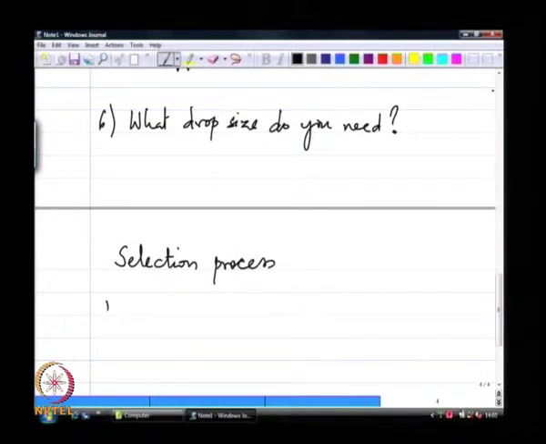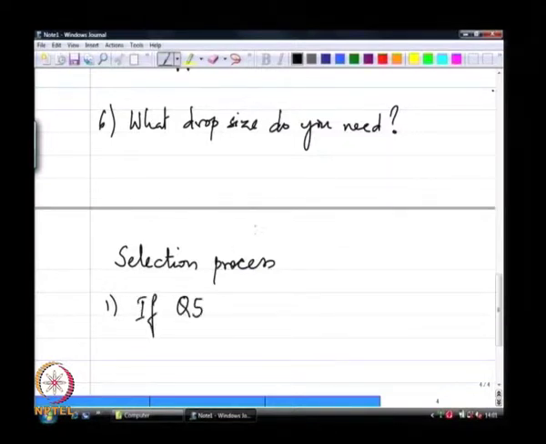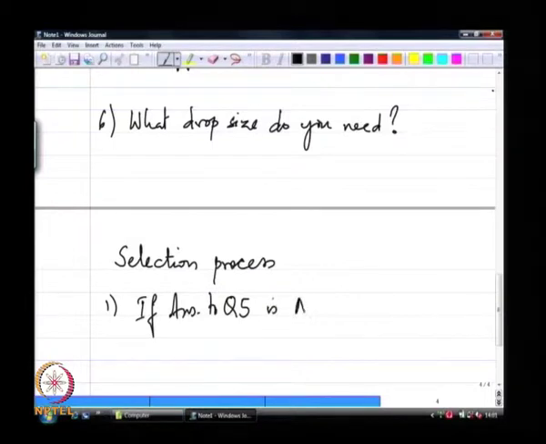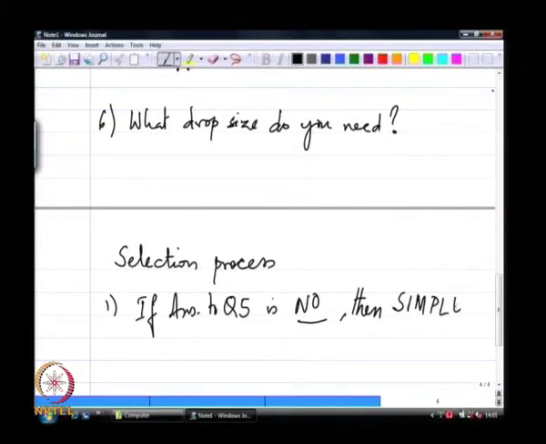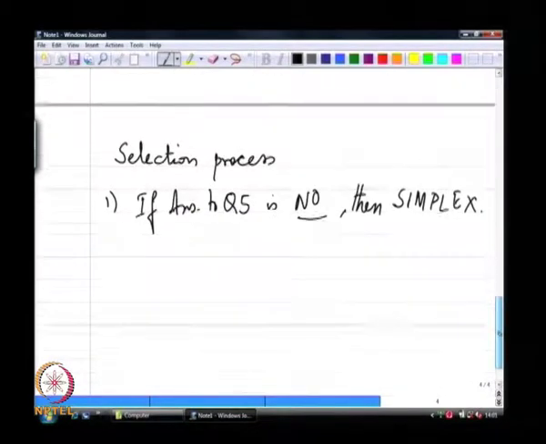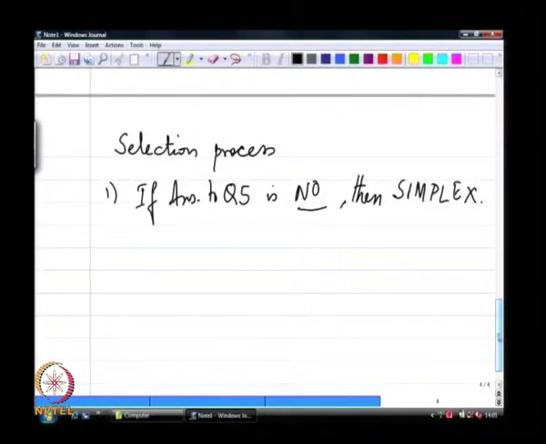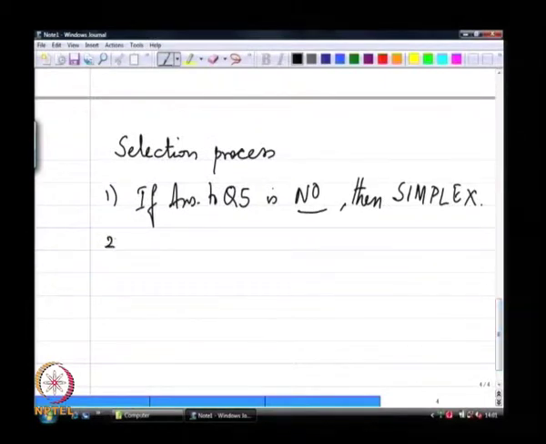In the selection process, first, then you are restricted to simplex nozzles is pretty much the only choice. Now, if they, so we will go through this one by one. Let us say we want to look at simplex nozzles. How do we choose simplex nozzles?